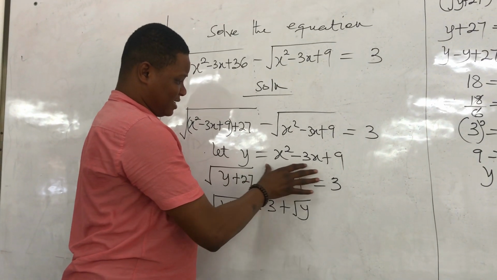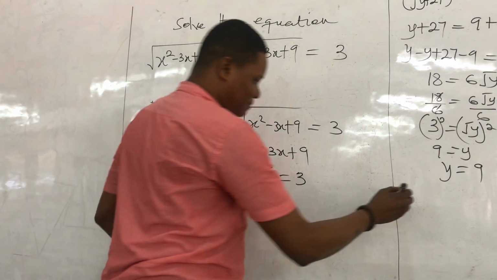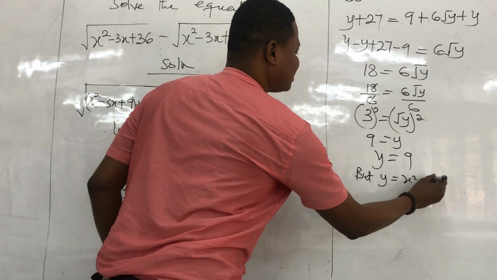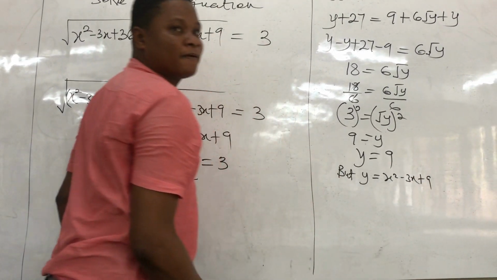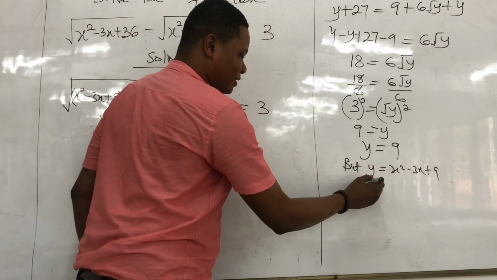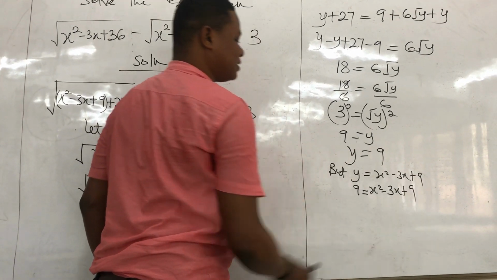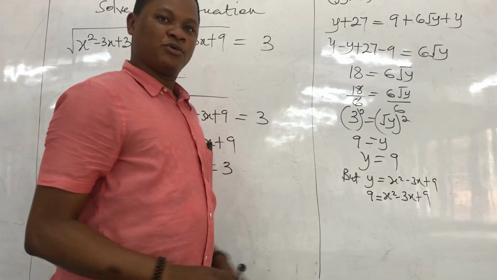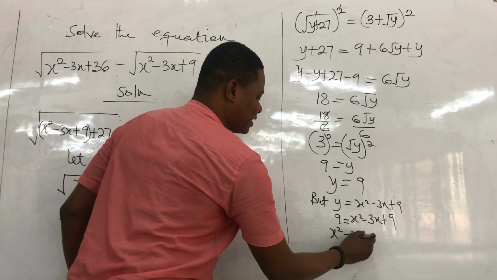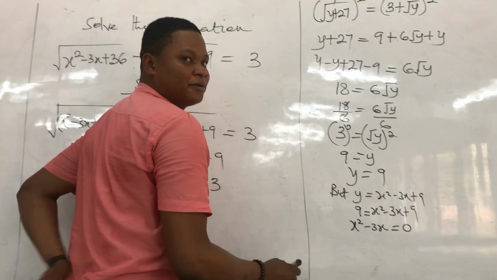But what do we know? For the purpose of solving the question, we did an earlier substitution, and that was y is equal to this. So we said y is equal to x squared minus 3x plus 9. And so since our y was 9, we just substitute it here. We get 9 is equal to x squared minus 3x plus 9. And so this 9 will cancel out this, and we have x squared minus 3x. This minus this gives 0, so you get 0.